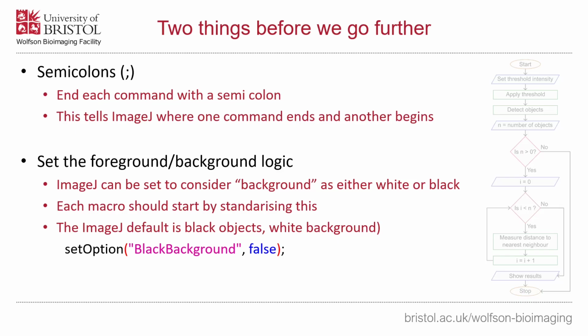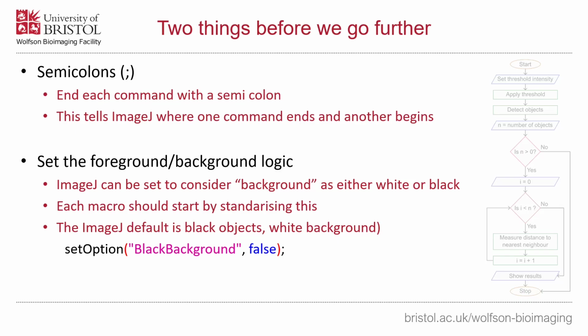Okay, so as I briefly mentioned in the macro we just looked at, semicolons are an important part of, well, not just ImageJ macro writing, but also a lot of other programming languages such as Java. The semicolon effectively just tells the interpreter or the program where one command ends and the next one starts.